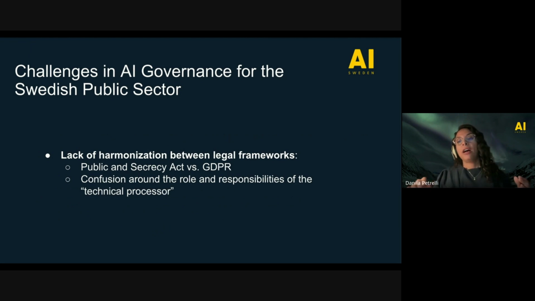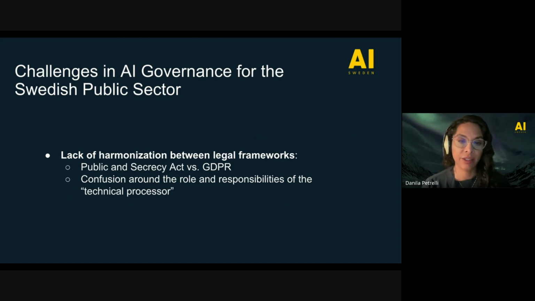But so, the journey started with understanding that one of the main challenges is the lack of harmonization between the legal frameworks that we need to comply with. And this is, as I was mentioning, the Swedish Public Access to Information and Secrecy Act versus the GDPR. And remember, this problem arises because I'm dealing with the public sector, right?